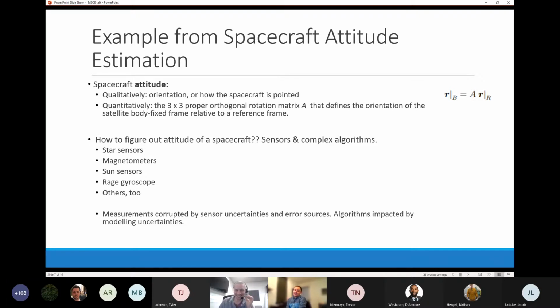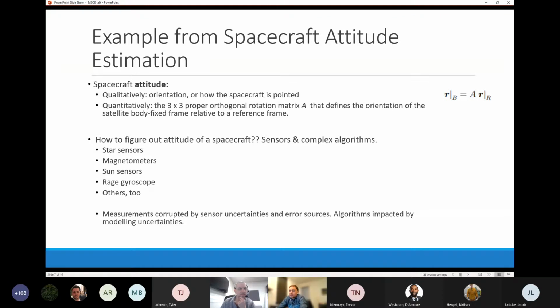If you need to point your solar panels at the sun, or if you're taking pictures of the Earth, you need to point that telescope down and have it very stable. If you're doing telescopes like the Hubble, looking at galaxies and things like that, it's the opposite, pointed out to space. More quantitatively, attitude is the proper orthogonal rotation matrix that defines the orientation of the body frame, some coordinate system fixed to the satellite, relative to some other inertial reference frame. If you've taken courses on rigid body dynamics, you've probably learned a lot about rotation matrices.